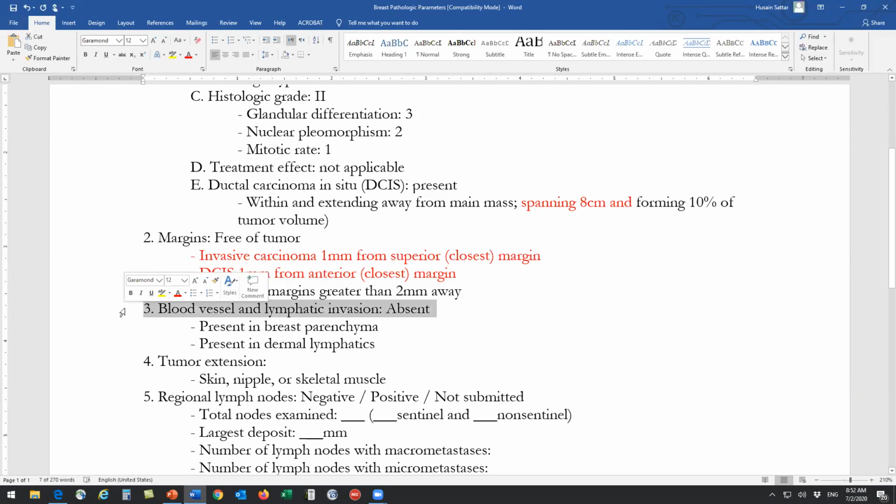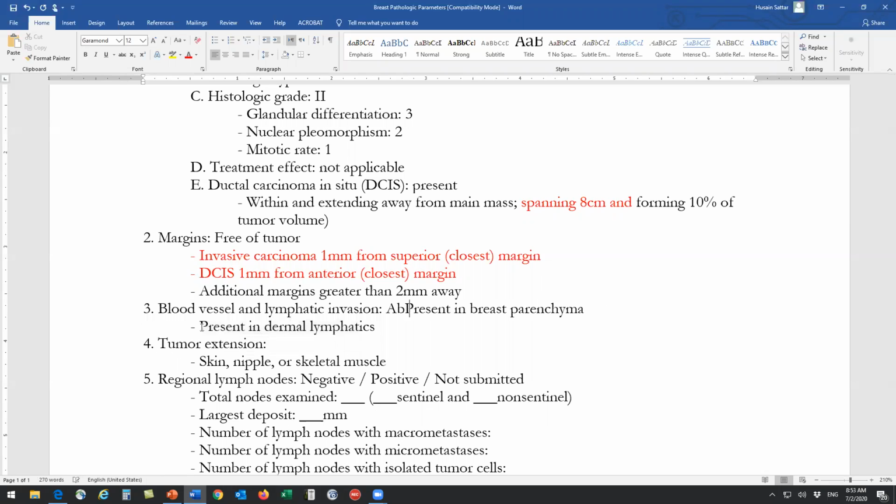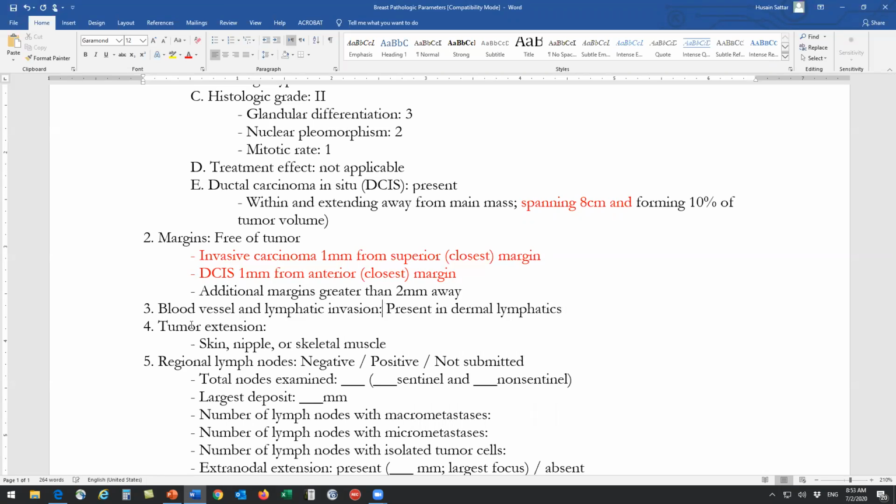Okay, number 3 is blood vessel lymphatic invasion. This is going to be commented on whether it's present or absent. If it's present, we will say where. So for example, if it's absent, we delete these 2 lines, all right? If it's present, we have to say where. So I usually say present in breast parenchyma. Sometimes I might say extensive, or I might say single focus, just to give an idea. If it was present in the dermal lymphatics, I will write that instead. So it might say here, present in dermal lymphatics.